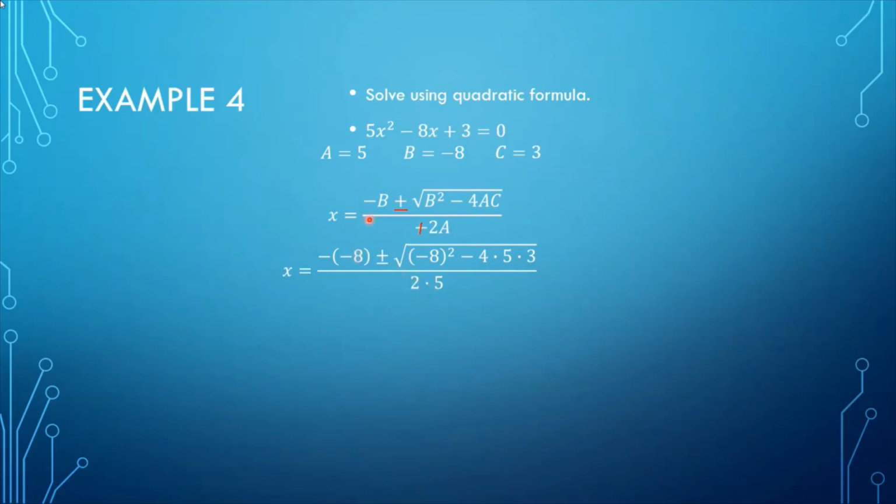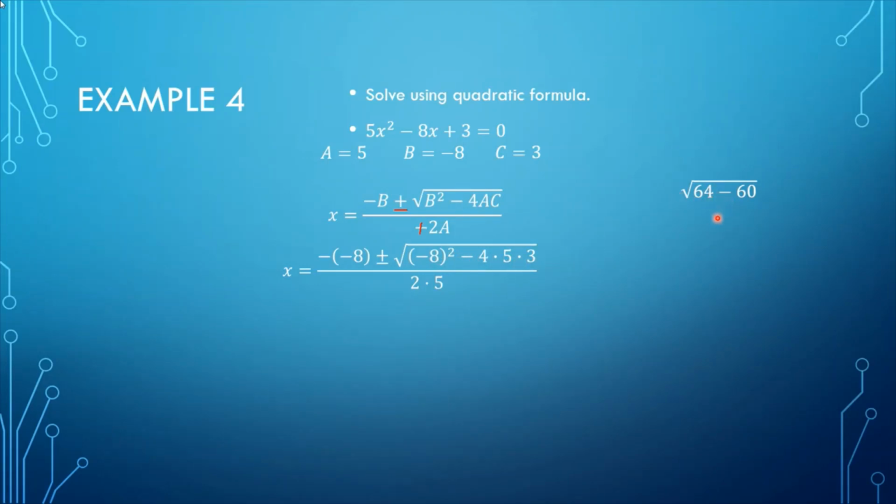So plug everything in. If it's negative, like the b, use parentheses. So I have negative 8 plus or minus the square root of negative 8 squared minus 4 times 5 times 3, all over 2 times 5. Now what I would do with the quadratic formula is do the square root to the side. So negative 8 squared, the whole thing squared, is 64. 4 times 5 times 3 is 60.